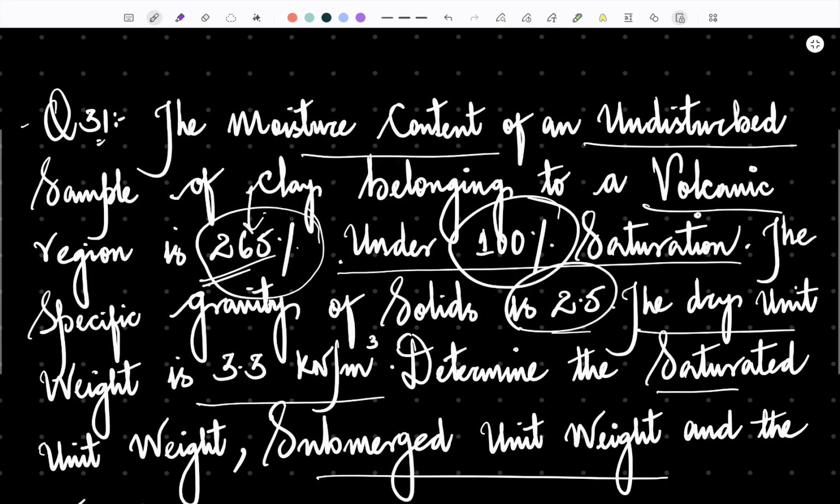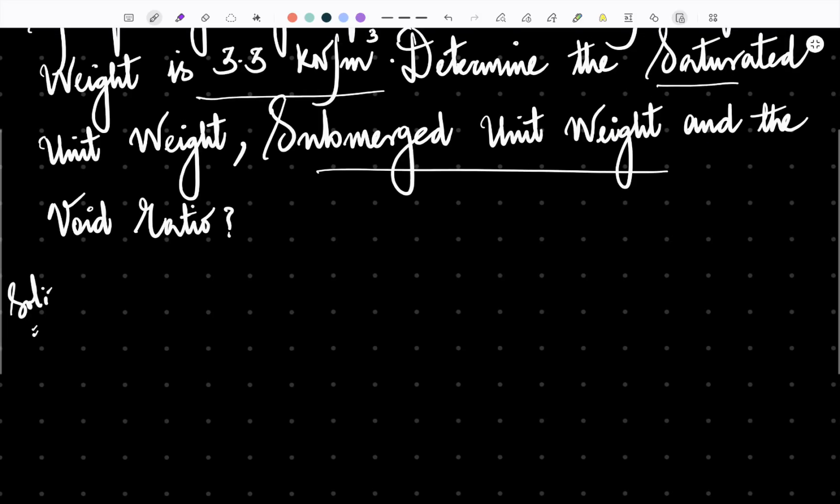That means all the voids only contain water and there is no air phase. So the system has become a two-phase system rather than the usual three-phase soil system. The specific gravity is given, and the dry unit weight is given. We have to find the saturated and the submerged unit weight. Moreover, we also have to find the void ratio. Alright, so let's get started.